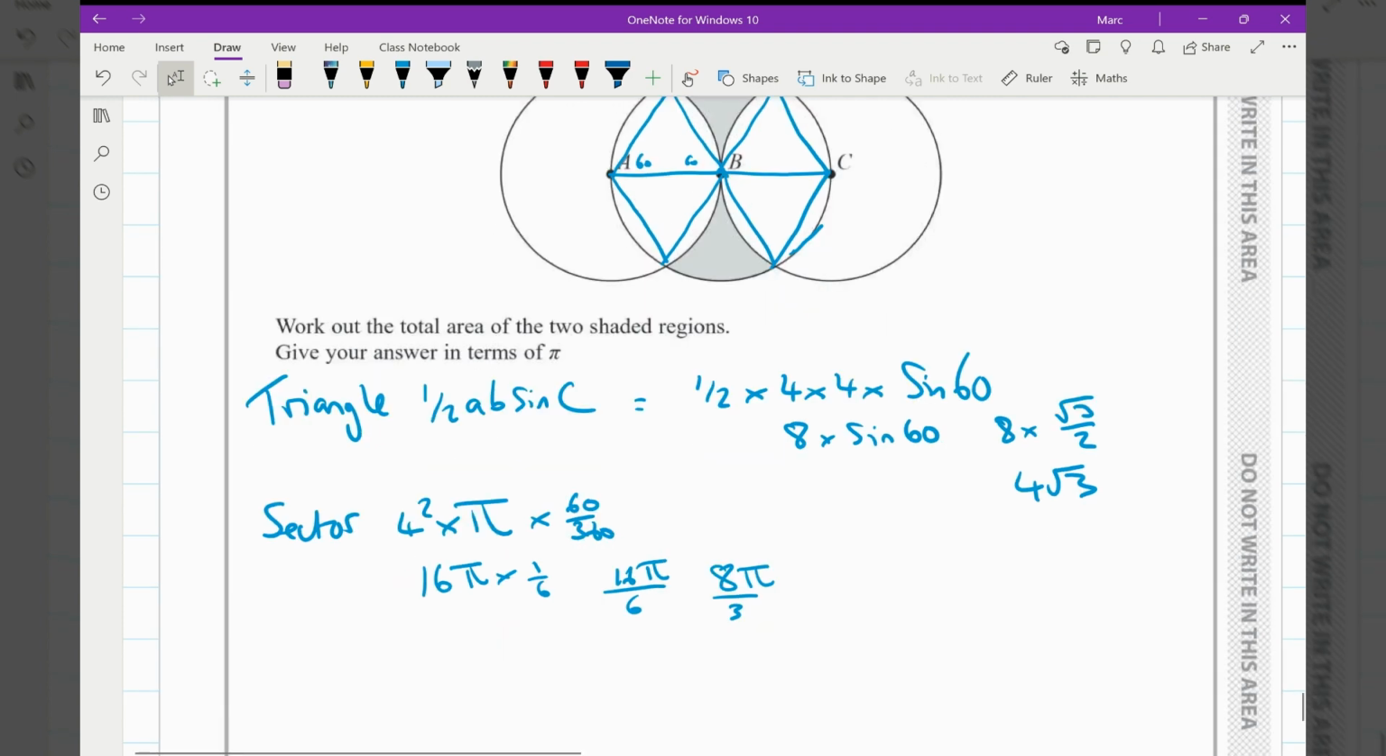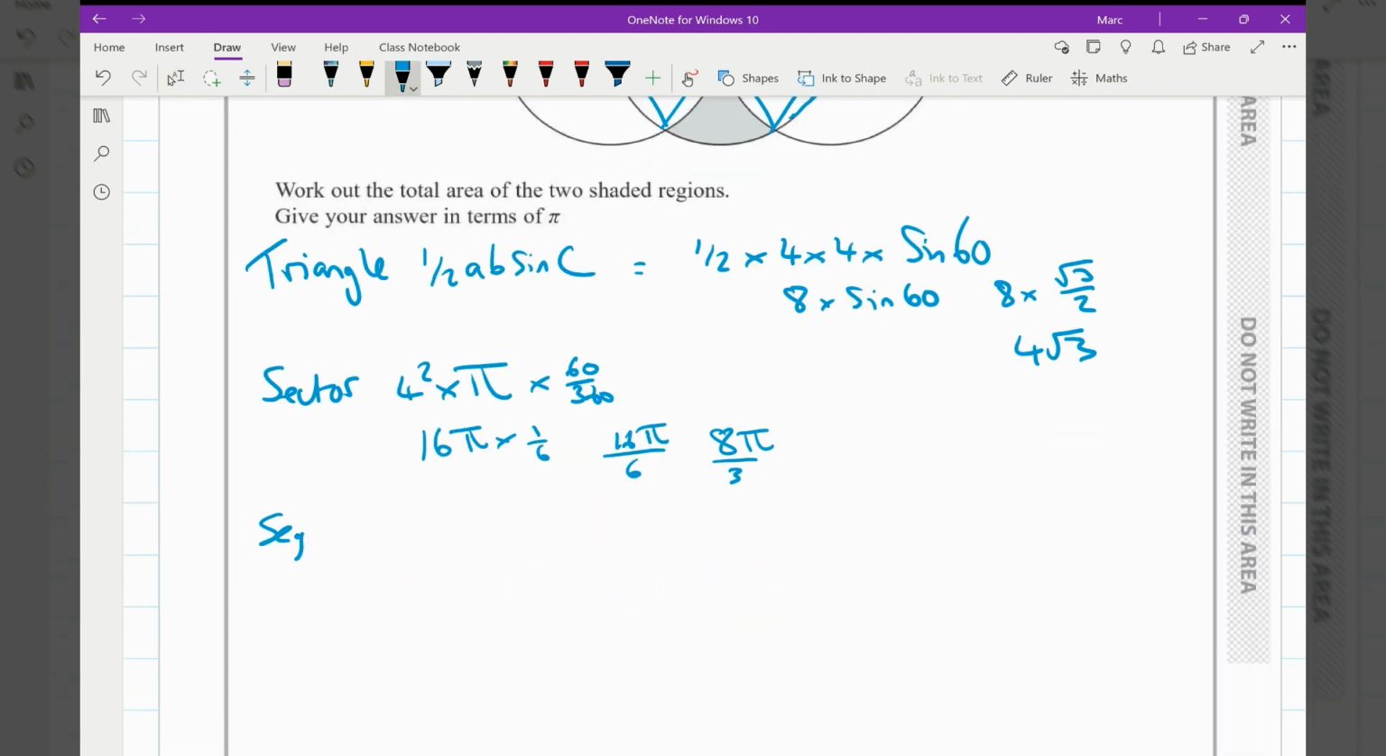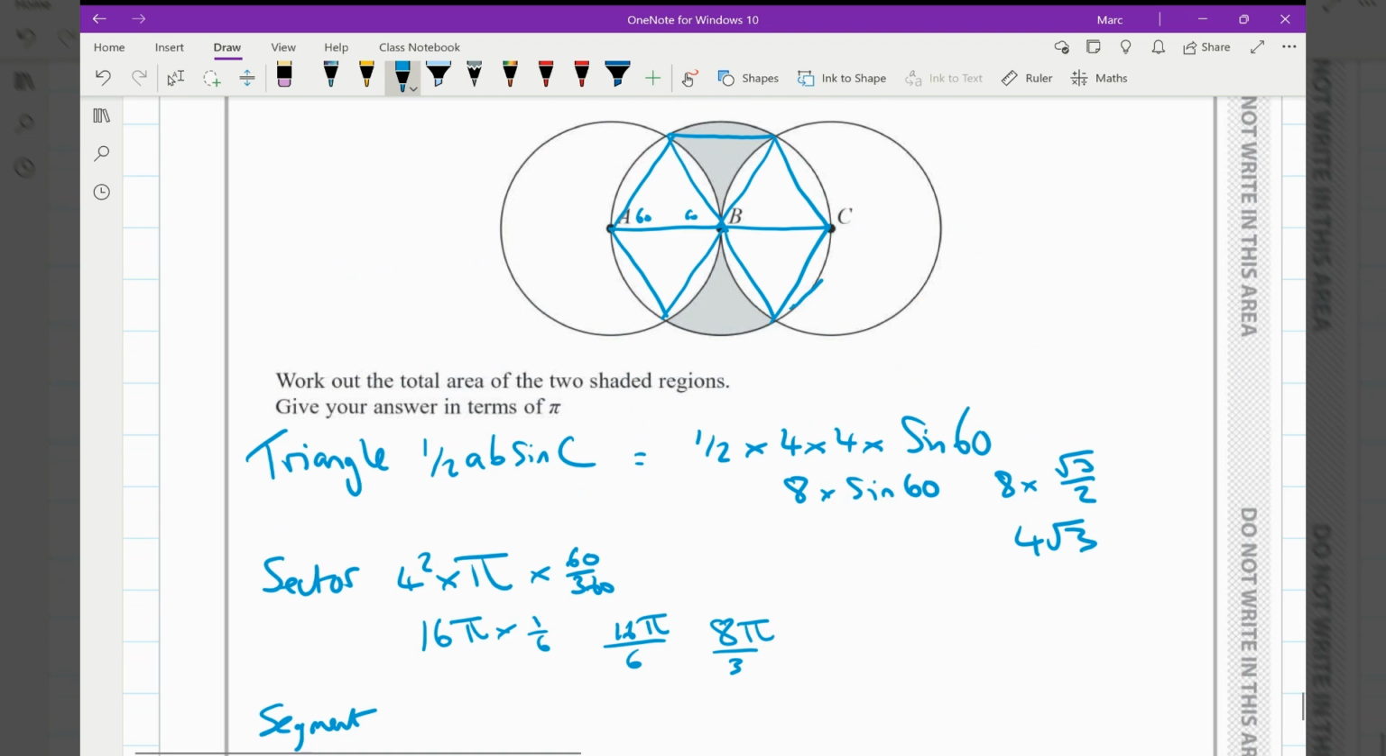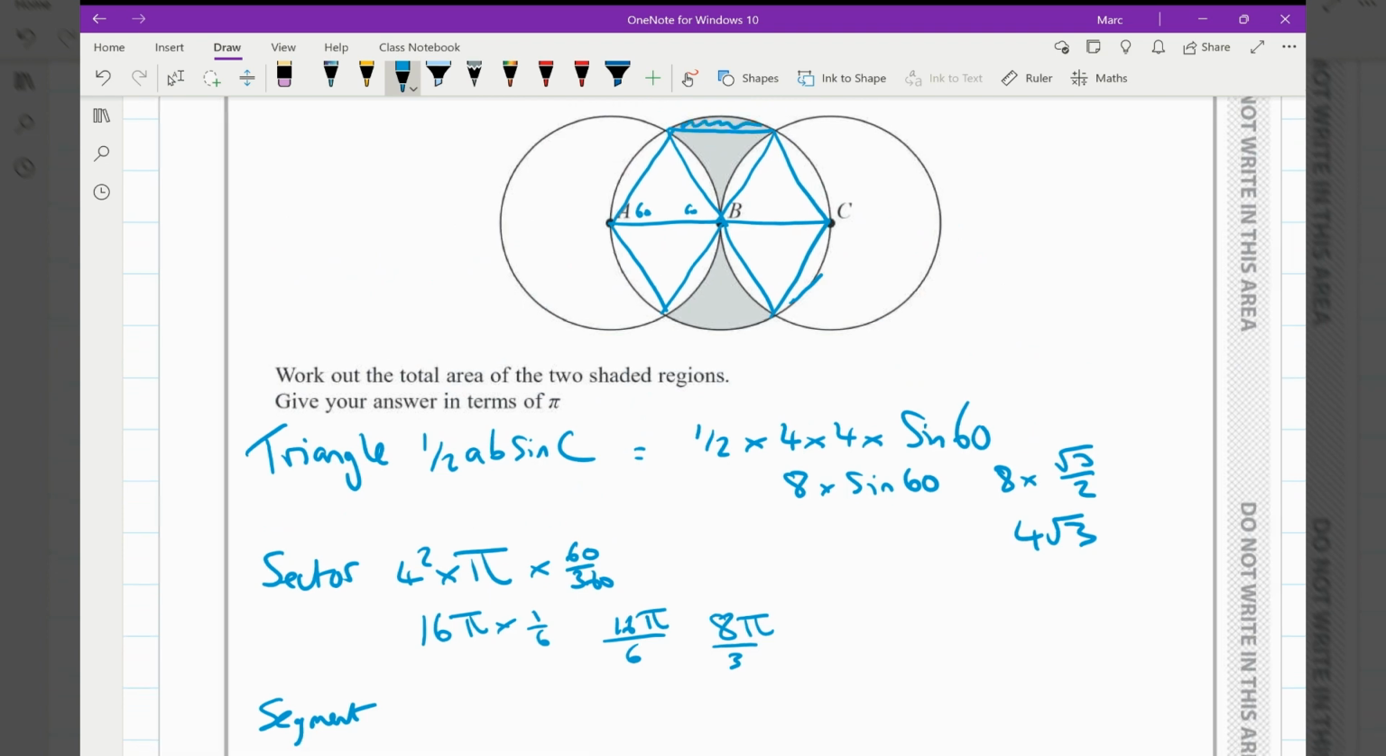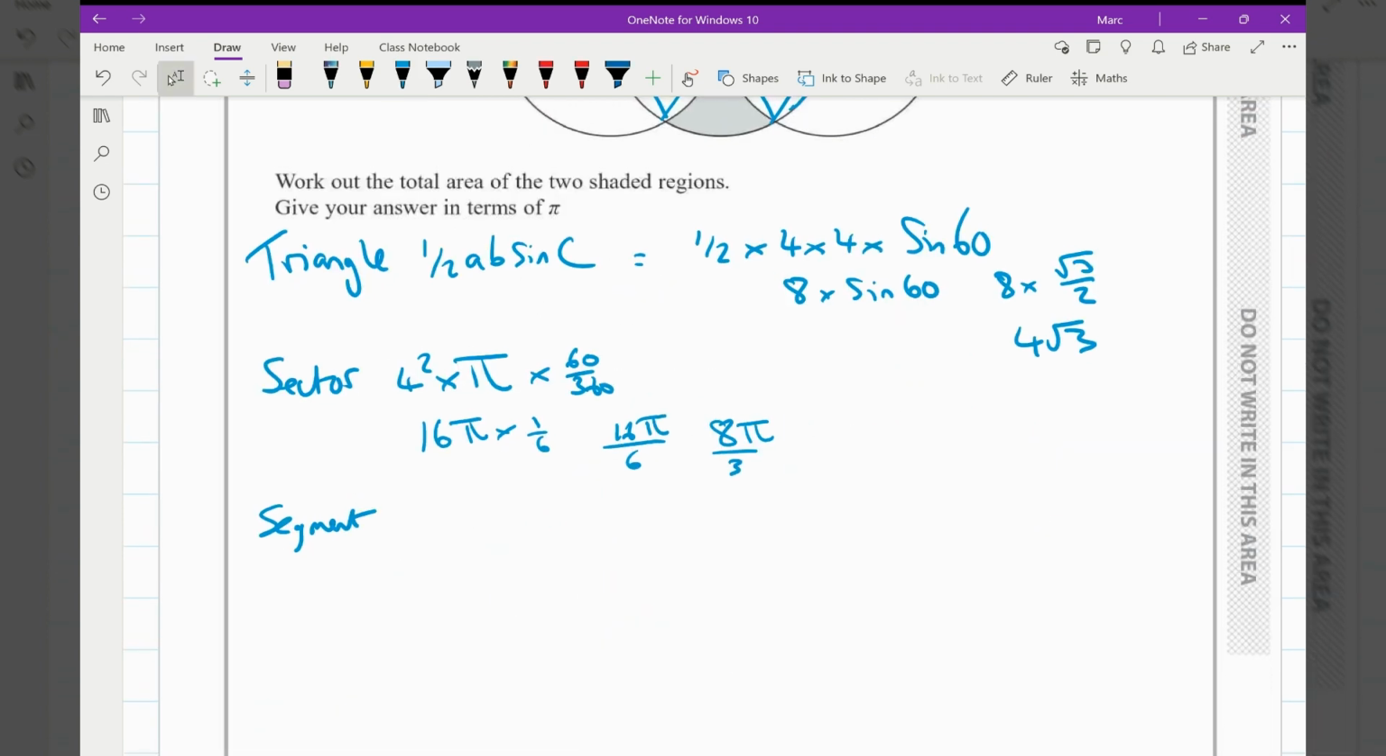Now, to work out the segment, and that's going to be one of these little bits in here, the area of that segment is sector, take away triangle. So 8 over 3 pi, take away 4 root 3. Lovely. Okay, the next bit is going to be a bit complicated.